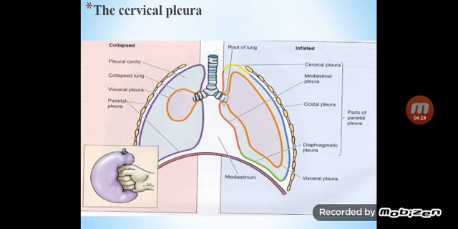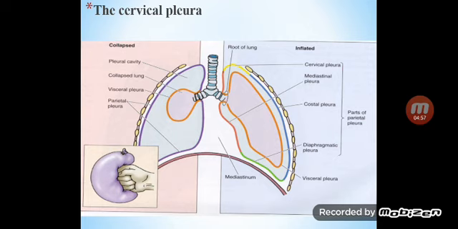So let's talk about the parts of the pleura. I'm talking, of course, about the parietal pleura. The visceral pleura is adherent to the lung tissue, but the parietal pleura lines the thoracic cavity, lining the endothoracic fascia of the thoracic wall. It is divided into 4 parts according to its position.